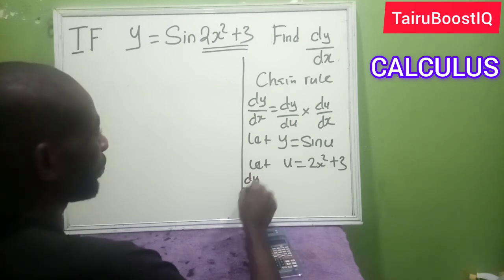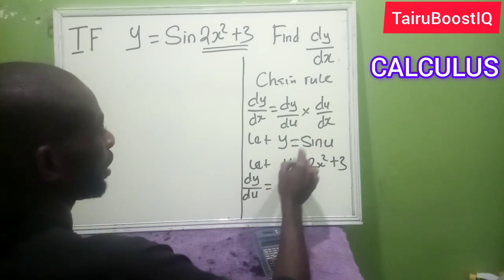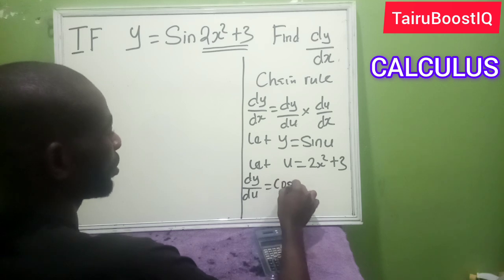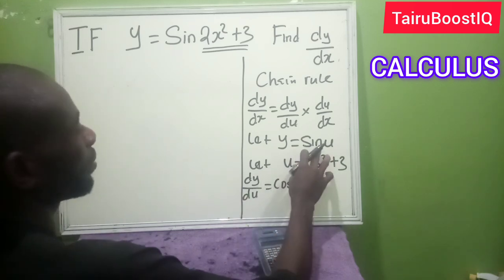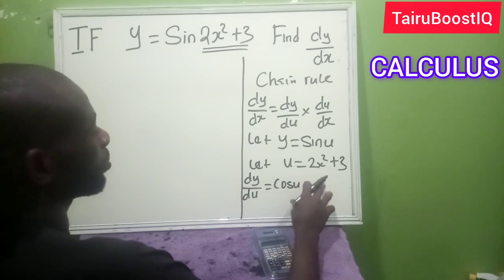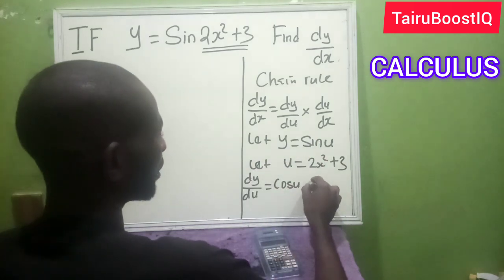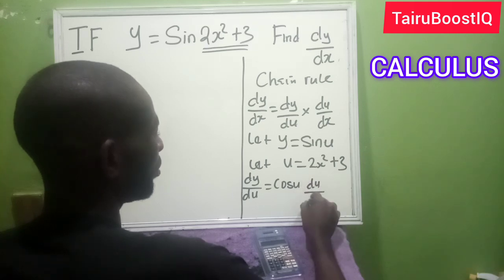Let's start with dy over du. What is the derivative of sine u? The derivative of sine u is cos u. Anytime you're asked to differentiate, sine becomes cos, and cos becomes minus sine u.